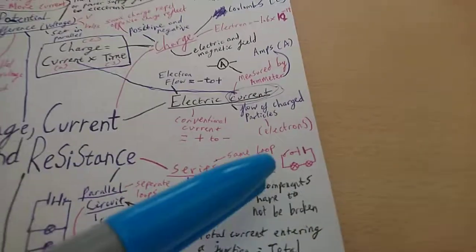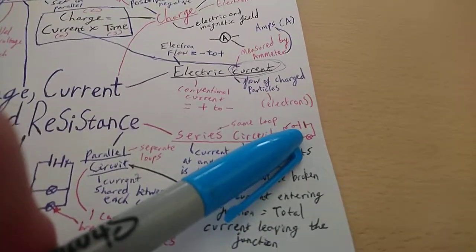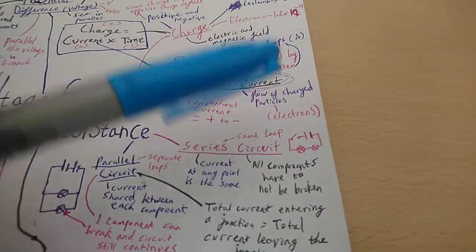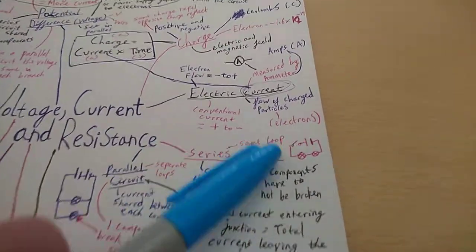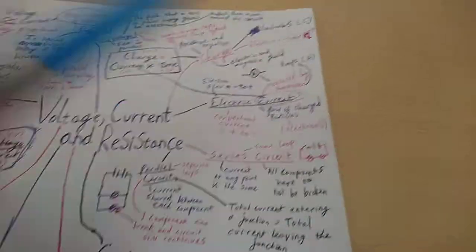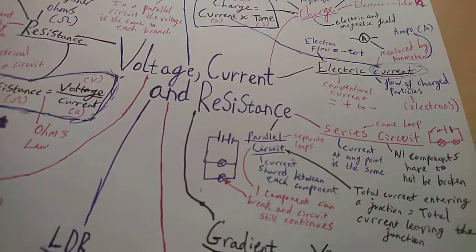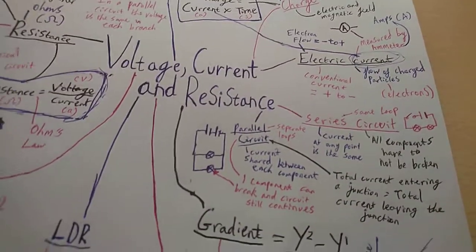So basically, if one of those bulbs was broken, the actual current couldn't travel through the entire thing. It wouldn't be a full circuit anymore. It would be broken. However, a parallel circuit is placed in separate loops.